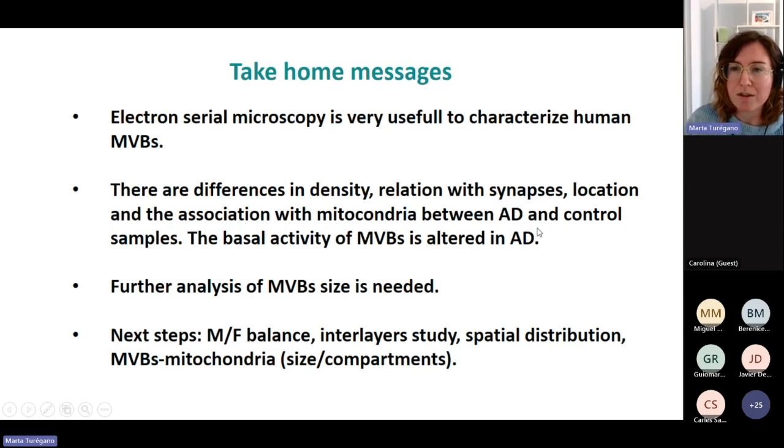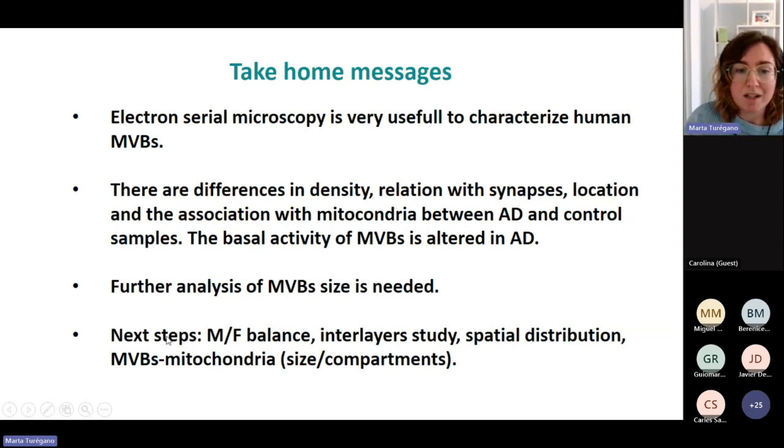numbers of the association with synapses and with mitochondria, and these associations are lost in Alzheimer's disease. We need to do further analysis about the MVB size because the results that we have are not conclusive.